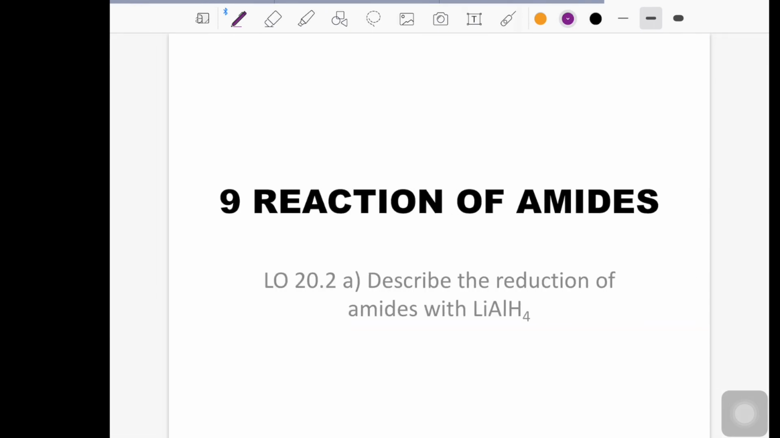Now I want to move on to the reactions of amides. Describe the reduction of amides with lithium aluminium hydride. This is something that is not new to you as well.